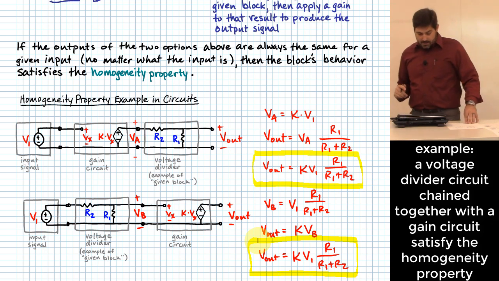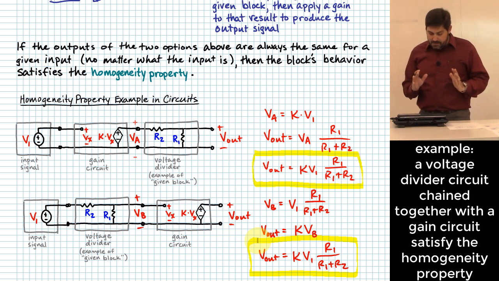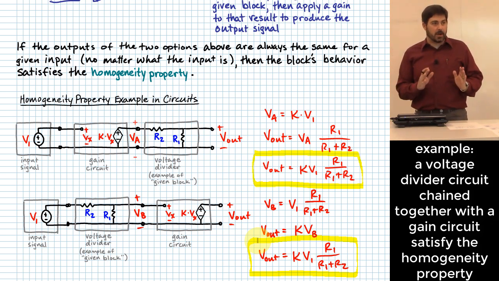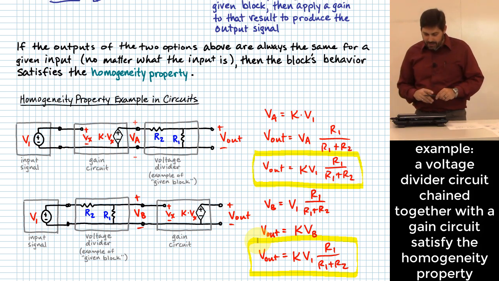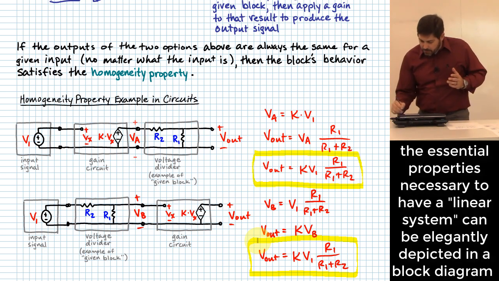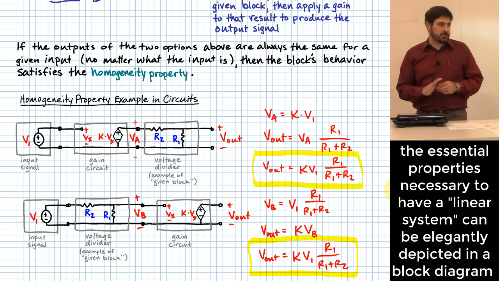So I would say that the voltage divider, which is my given block in this particular example, is an example of being something that satisfies the homogeneity property. So it doesn't matter whether you apply the gain before you go into the voltage divider or whether you apply the gain after you go into the voltage divider. So see how that works? Okay. All right, so these are the two big properties that define whether or not you have a linear system, and when you have a linear system, you can use the superposition principle.